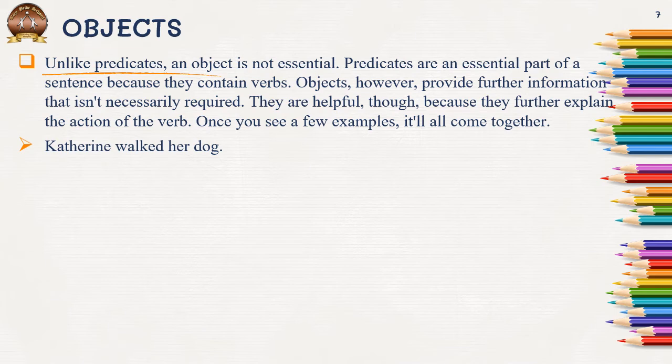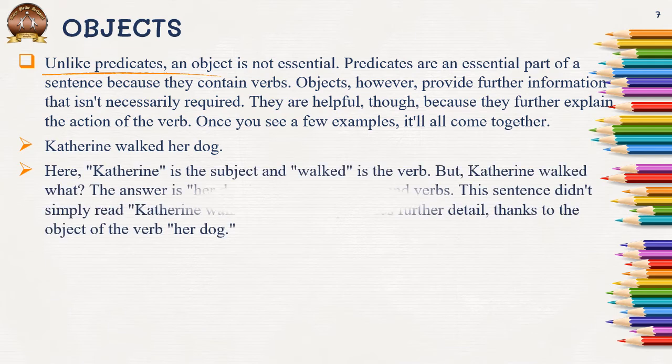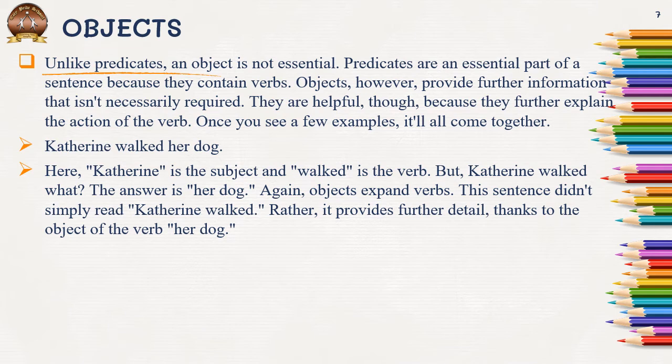Now, Catherine is the subject here. Walk is a verb. Who is she walking? The dog, right? So the dog here becomes the object. Catherine is the subject. Walk is the verb. But Catherine walked what? The answer is her dog.